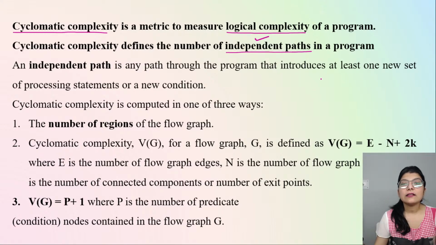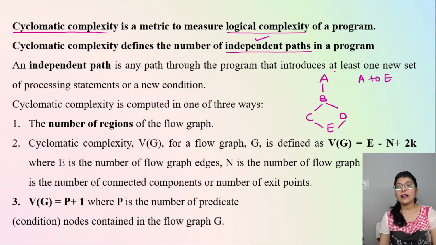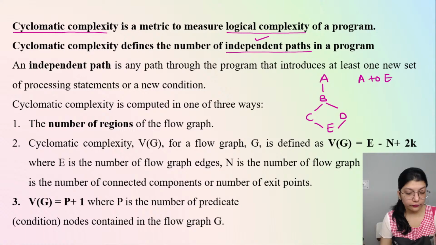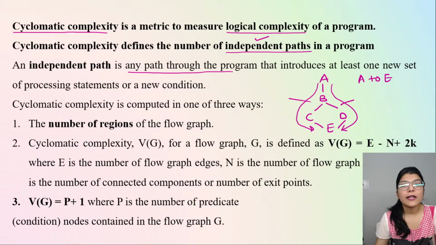Suppose A to B, then C and D and E. If I have to go from A to E, I have two different paths, right? Now what are those two different paths? One is A, B, C, E and the other is A, B, D, E. So these two are your independent paths, which says that any path through the program that introduces at least one new set of processing statements or a new condition, or you can say one new state.